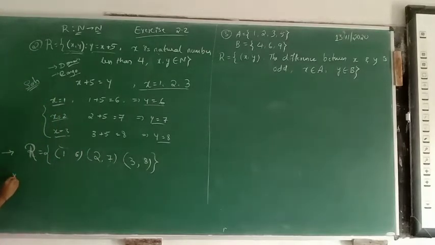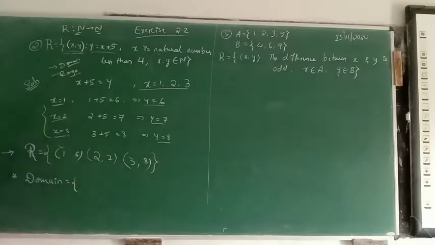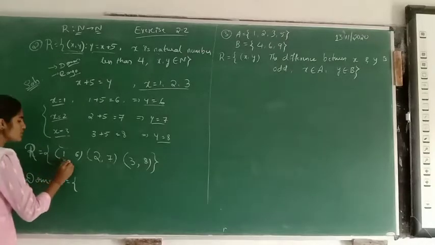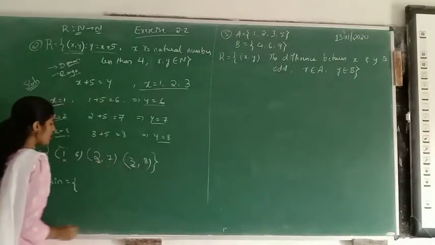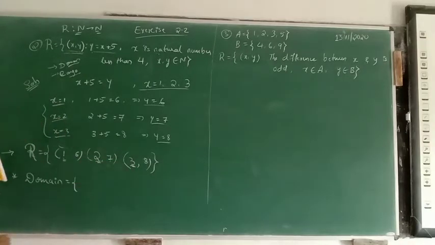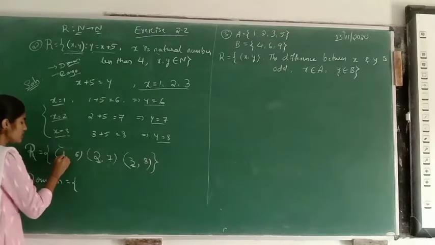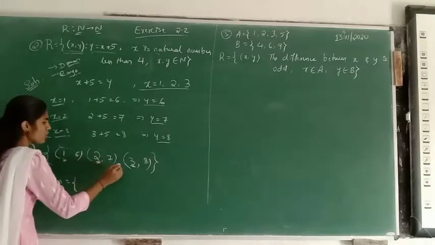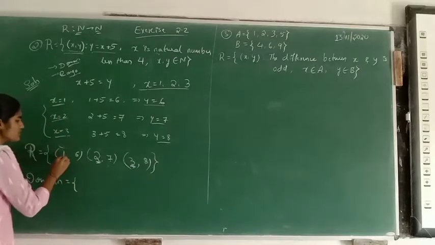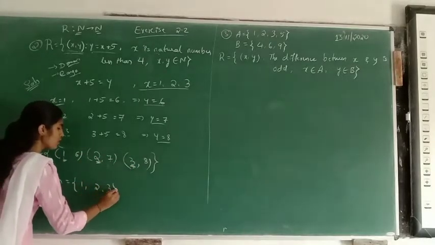Domain and range. Which are the elements present in this domain? The first elements of these relations are called the domain. That is 1, 2, 3. Isn't it? See, in the domain, the first elements of this relation, the ordered pairs. So the first elements form the domain. That is 1, 2, 3.